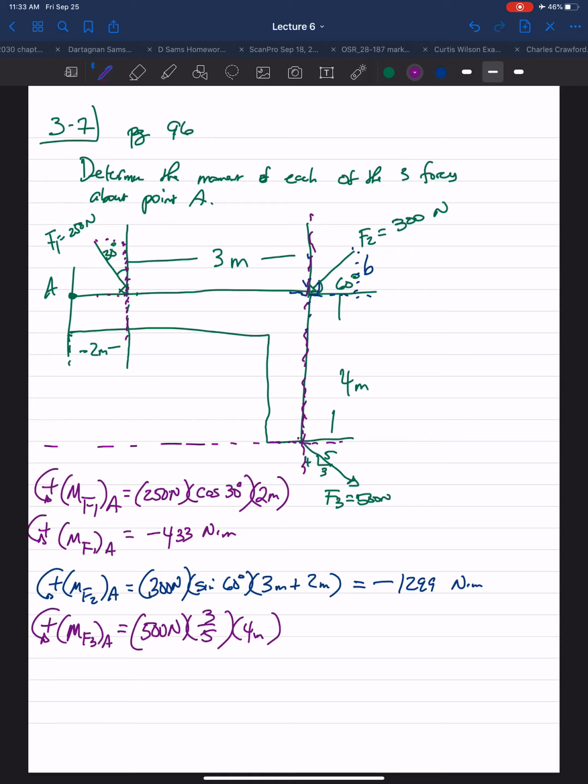The vertical component is pulling downward from point A, so that's causing a negative rotation about point A because it's clockwise, pulling down about point A. It'll be 500 newtons, and the vertical component is the 4/5 leg.